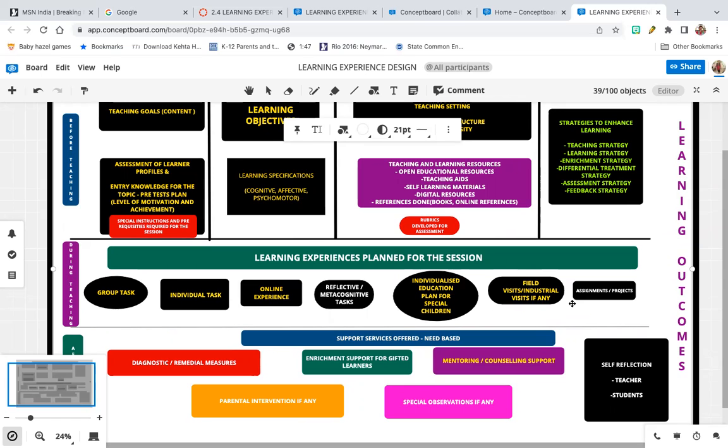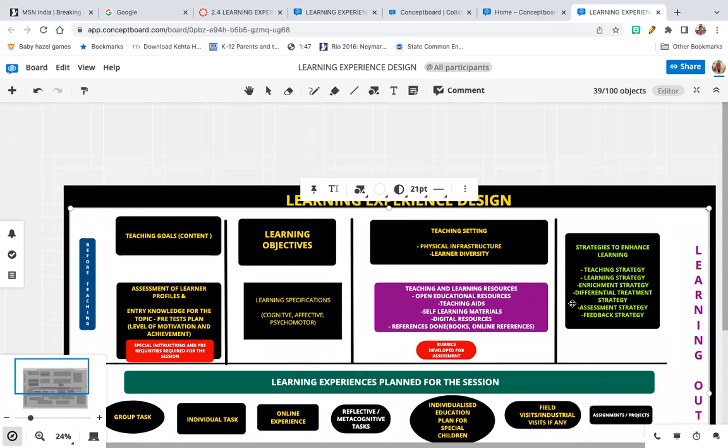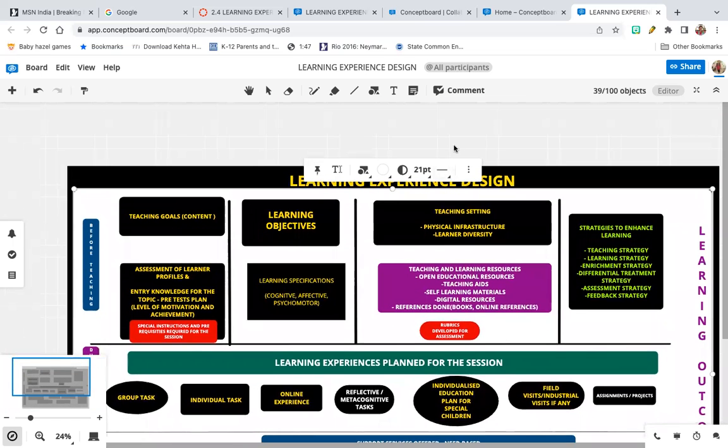So this is the learning design, learning experience design that I would like to present to you.